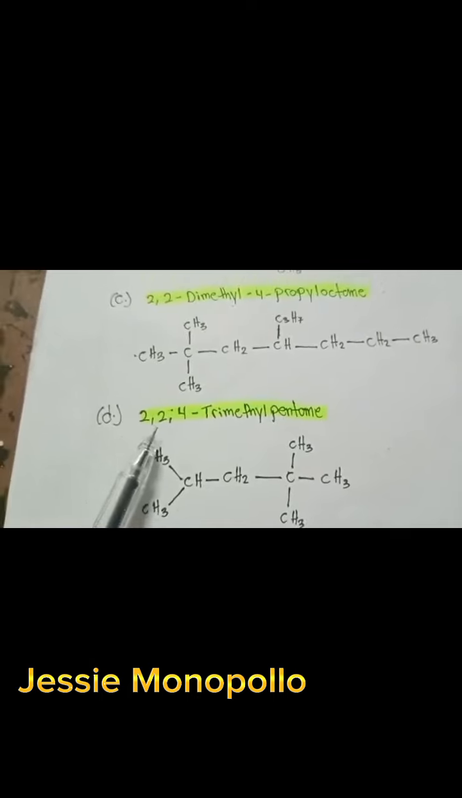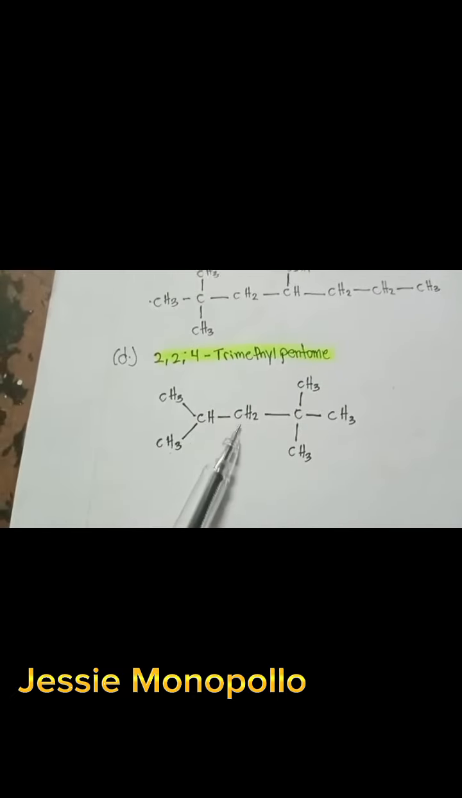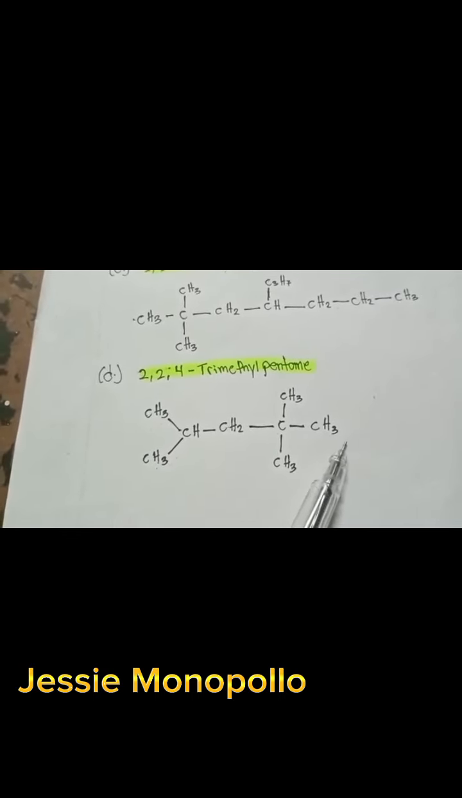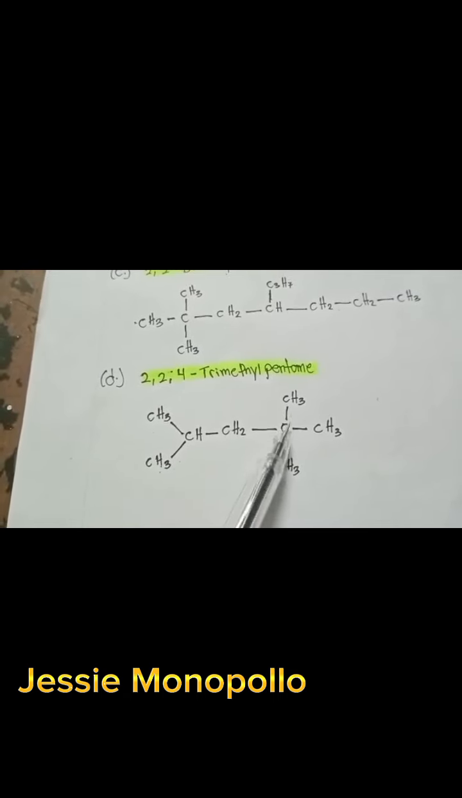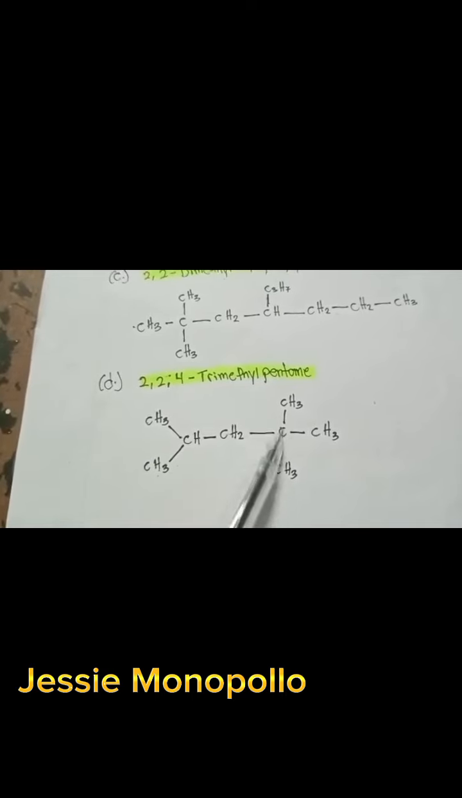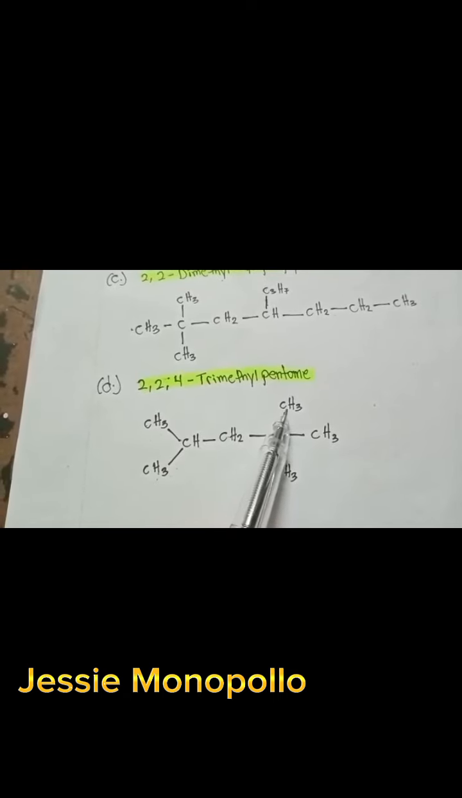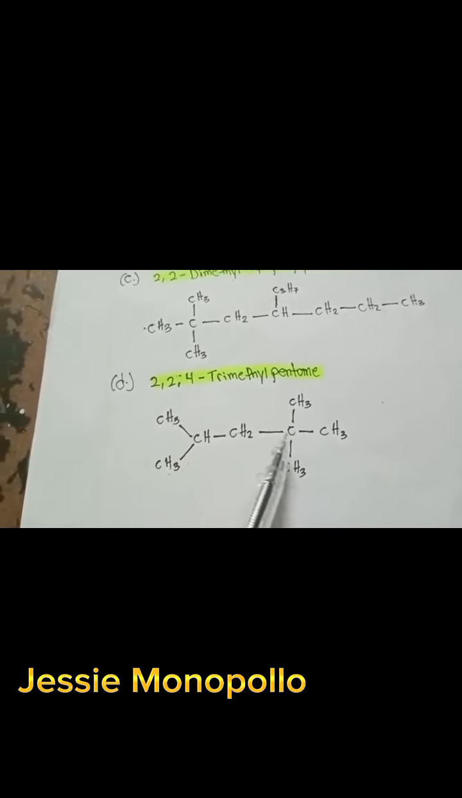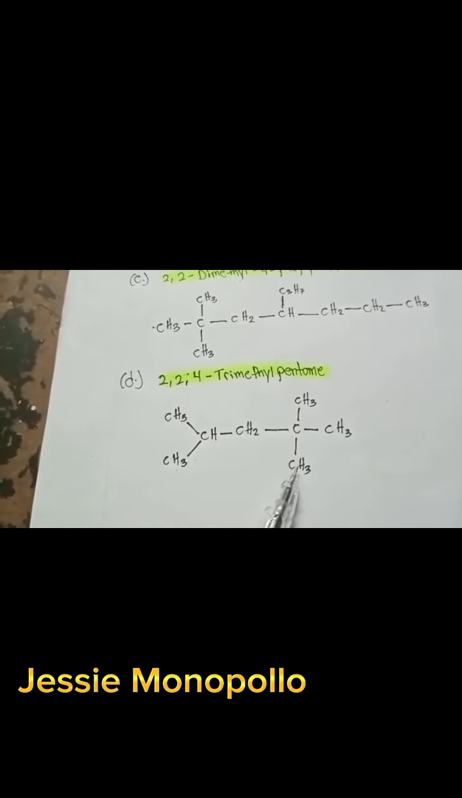Letter D. The IUPAC name is 2,2,4-trimethyl-pentene. And this is the drawing of the structures. Carbon 1 has three hydrogens. Carbon 2 has no hydrogen, but it has two branches. The upper branch has one carbon and three hydrogens. The lower branch also has one carbon and three hydrogens.